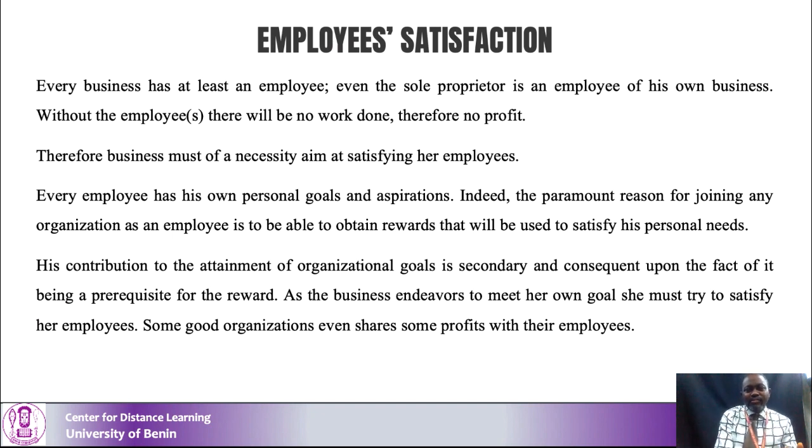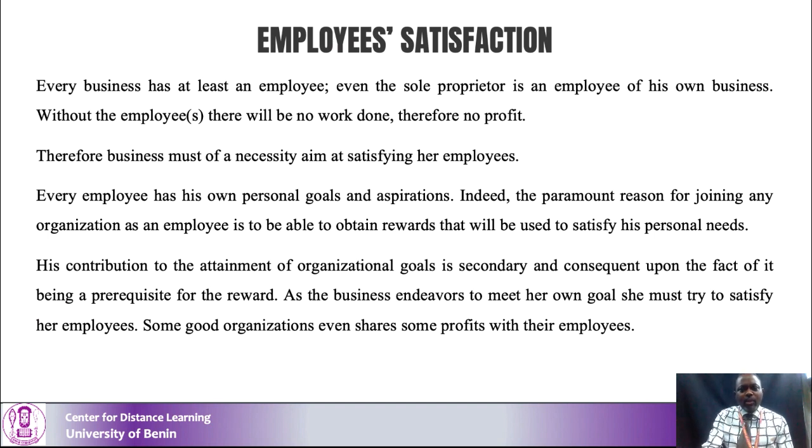Employee satisfaction is another key thing that is important in business, because an employee comes to your organization to work, to earn a living. If this employee comes to your organization to work, to earn a living, you must ensure that the employee is satisfied, because a satisfied employee is one who will give his best to your organization. And giving his best to your organization will ensure that the organization meets its goal and objective.